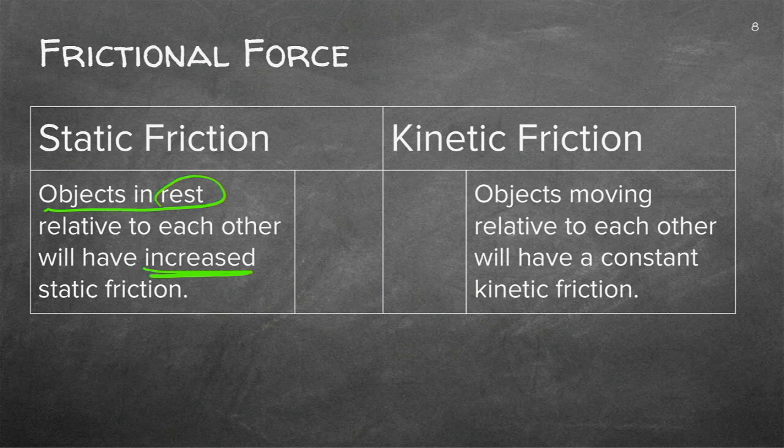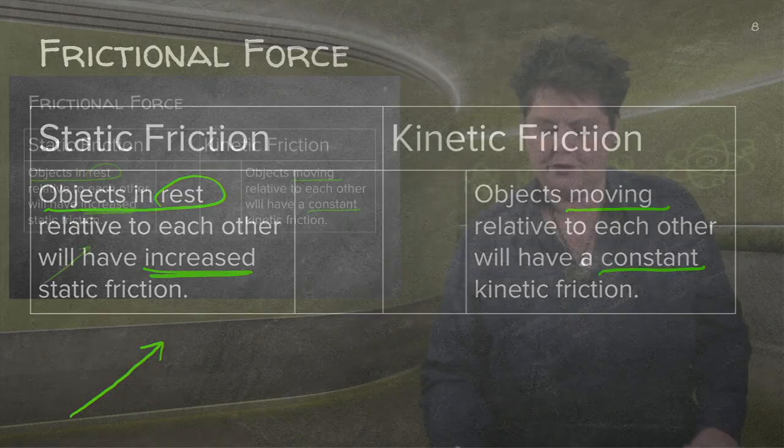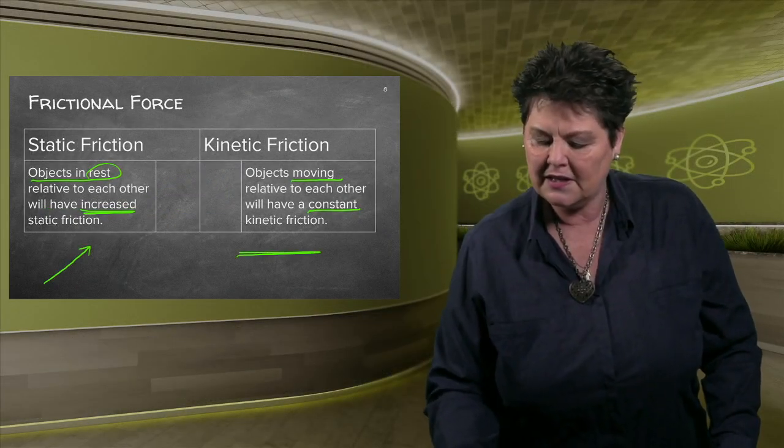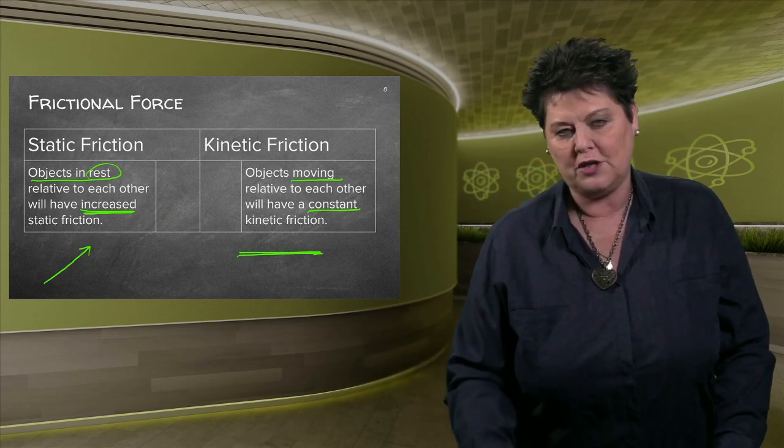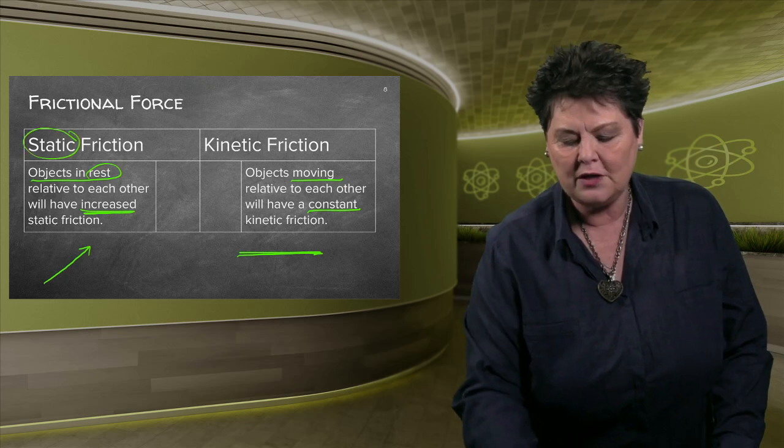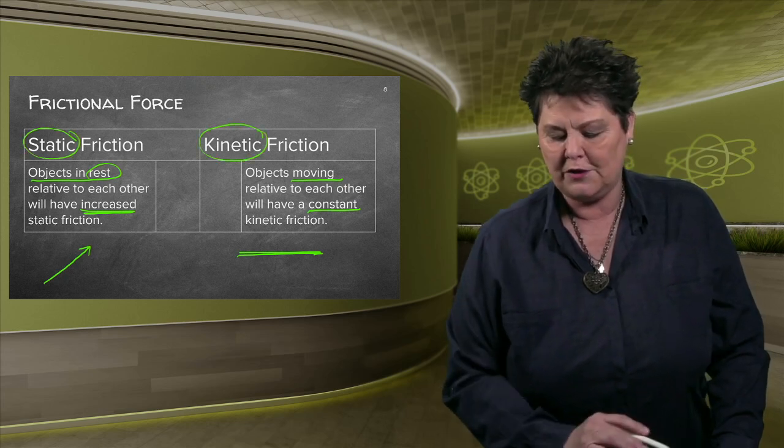You push the car and this friction increases. Whereas when it moves, it stays constant because it's now moving on that surface and now it stays exactly the same. So what do we know about friction? We've got static friction and we've got kinetic friction.